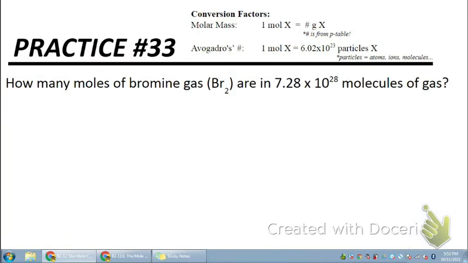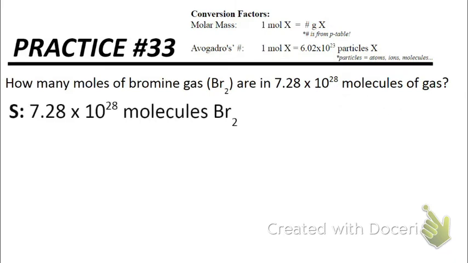All right, so practice number 33. How many moles of bromine gas are in a 7.28 times 10 to the 28th sample of molecules of gas? So we are starting with 7.28 times 10 to the 28th molecules of gas, and it's asking me to figure out how many moles of gas are in there.